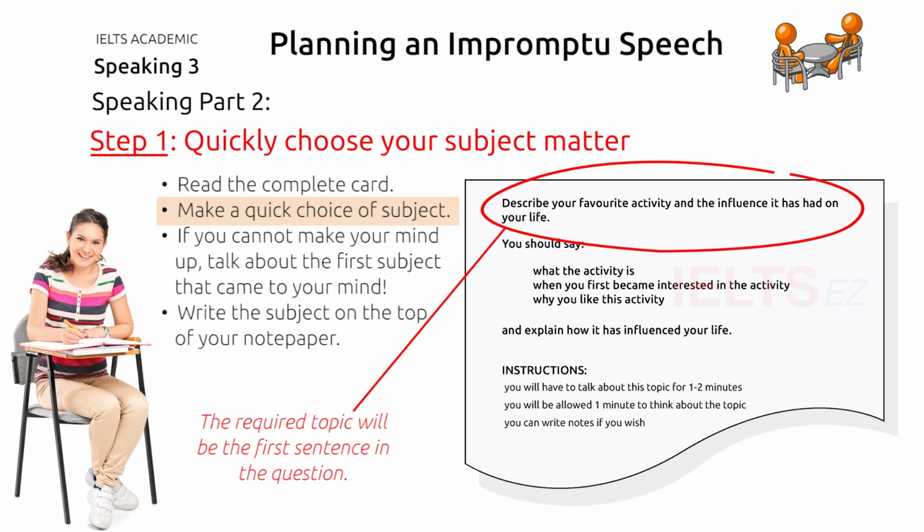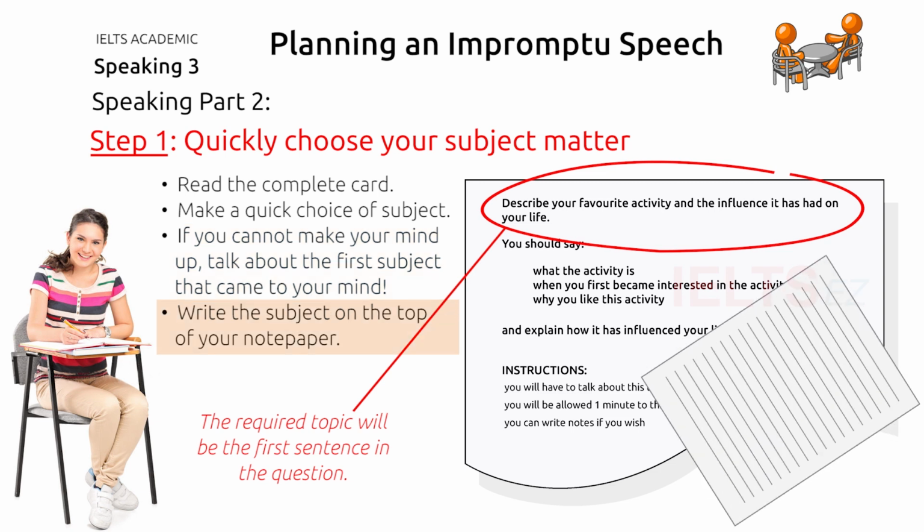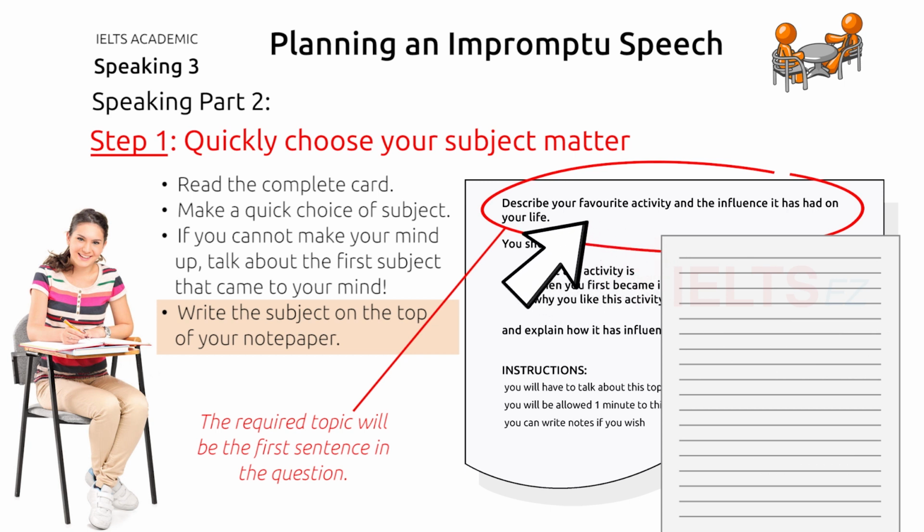In choosing your subject matter, usually the first idea that comes to mind will be the best idea. Remember, you're not going to be judged on whether your content is right or wrong. It's how you speak which is important. So don't waste valuable time trying to decide what you'll talk about. Make up your mind within a few seconds of reading the card. Once you choose your subject matter, write it at the top of your notepaper. Let's say after focusing on the example question in front of you, you decide that your favorite activity is football. You then write, "Favorite activity, football," on top of your notepaper.